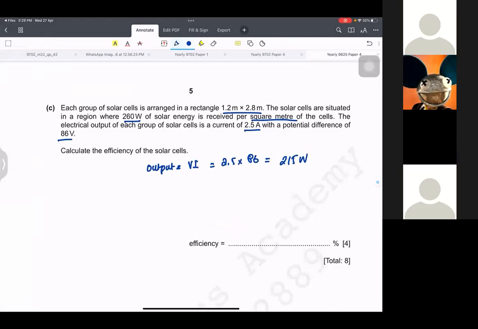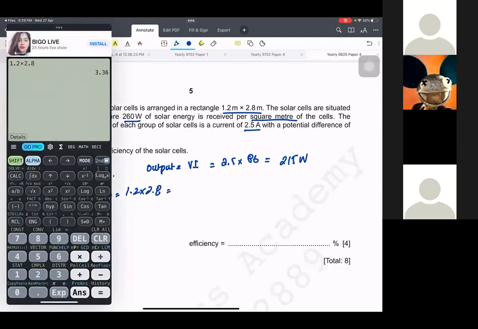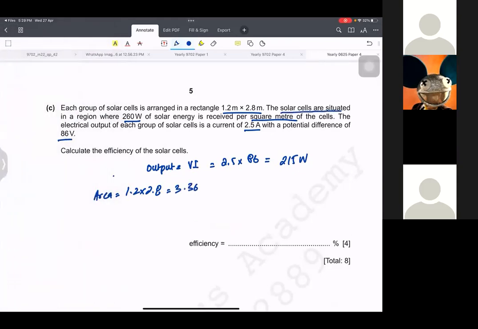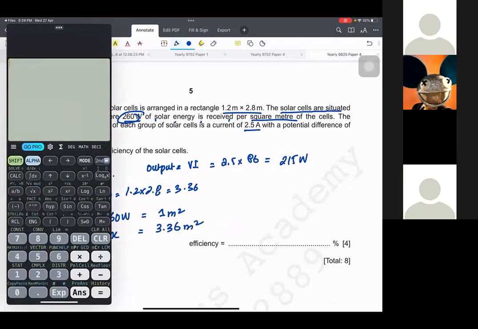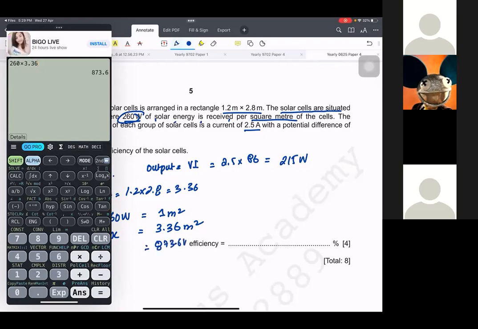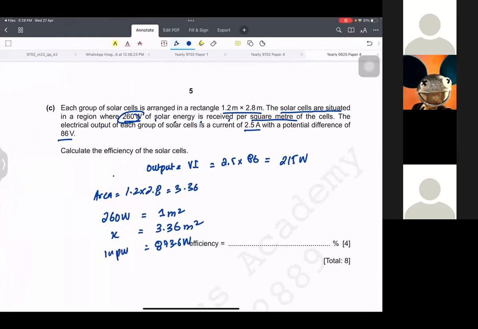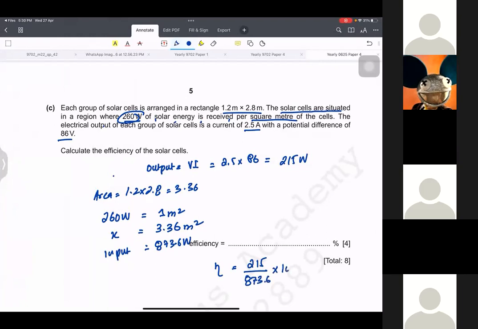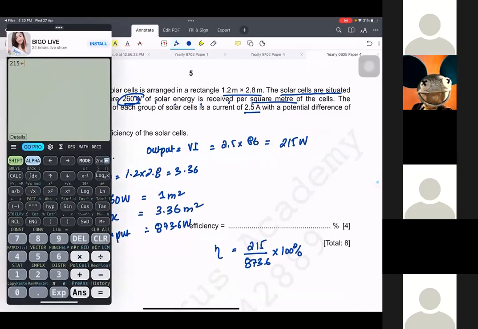And let's see how much our solar panels are gaining. So our area for solar panels is 1.2 times, that's 3.36, right? And the solar cells are situated with 260 watt of solar energy per square meter. So if 260 watt is in 1 meter square, then how many watts will be in 3.36 meters square? So just multiply 260 times 3.36. 873.6 watt, right? So now this is the input and the efficiency will be 215 output over input multiplied by 100%. So this is about 25%, like that, right?